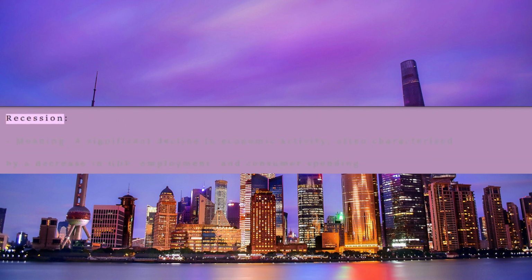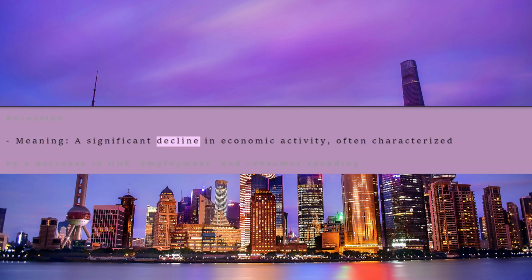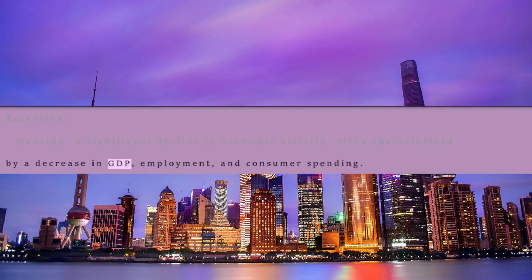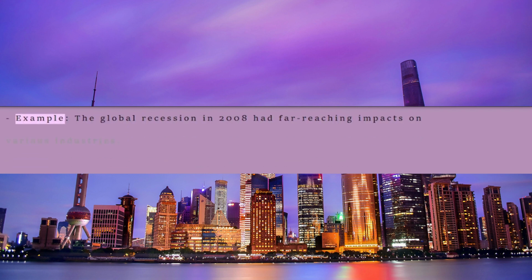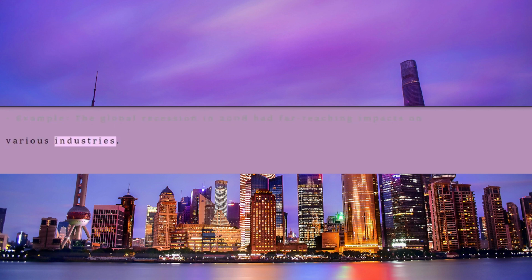Recession. Meaning, a significant decline in economic activity, often characterized by a decrease in GDP, employment, and consumer spending. Example, the global recession in 2008 had far-reaching impacts on various industries.